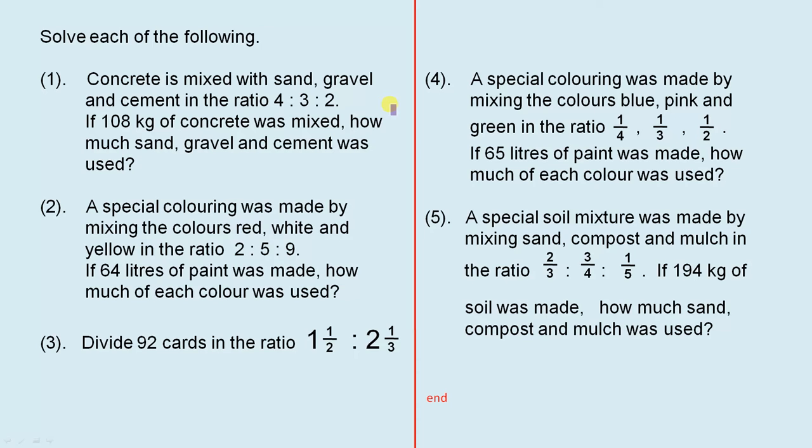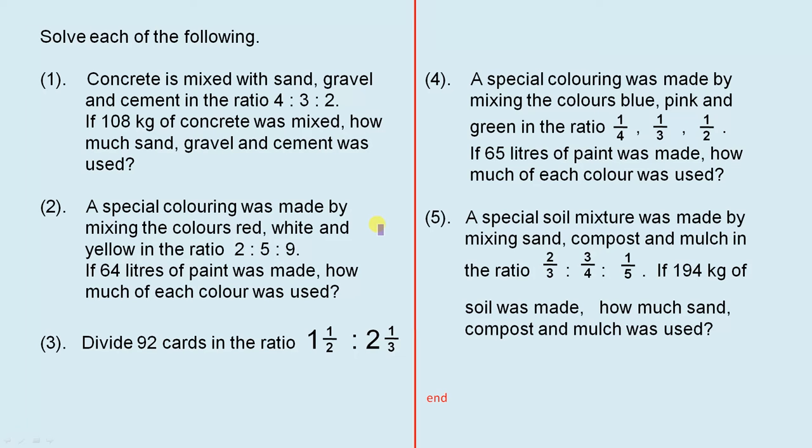Concrete is mixed with sand, gravel and cement in the ratio 4:3:2. If 108 kilograms of concrete was mixed, how much sand, gravel and cement was used? So this is quite basic. What you're doing, you're just dividing 108 in those three ratios.